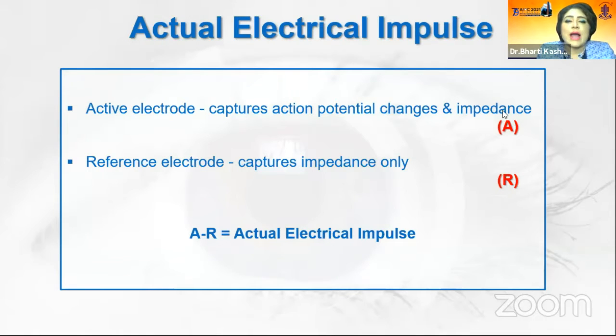Now, what is actual electrical impulse? Active electrode captures action potential changes and impedance, while reference electrode captures impedance only. So, actual electric impulse is A minus R.